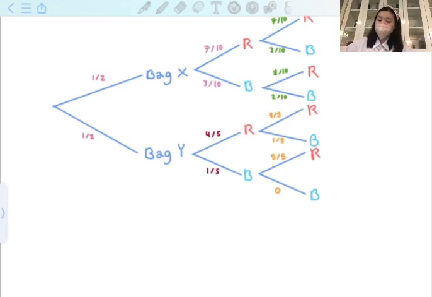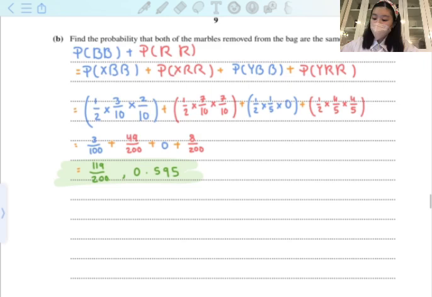Let's move on to B. Find the probability that both of the marbles removed from the bag are the same color. Now, there are 2 possibilities that we can have. You first draw a double blue, and second you draw a double red. Now, remember that the bags are still included in the probabilities, so you'd have in total 4 probabilities: XBB, or bag X blue blue, XRR, bag X red red, YBB, and YRR.